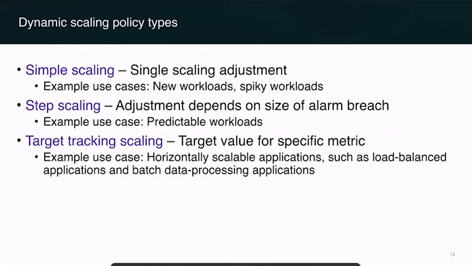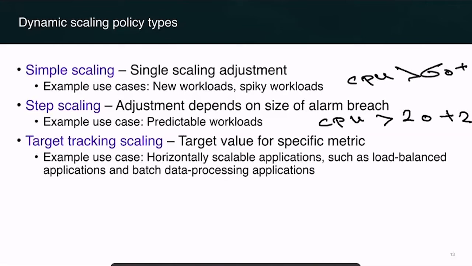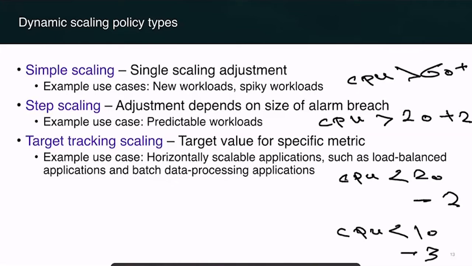You could also use step scaling. With step scaling, you will do the adjustment depending on the size and the metric that you are monitoring. For example, if you are watching the CPU level, you can say when CPU is greater than 20, add 2. When CPU greater than 60, add 1. When CPU lower than 20, delete 2. When CPU is below 10, then delete 3. With step scaling, you can make multiple step adjustments. And this is very important to avoid resource thrashing.